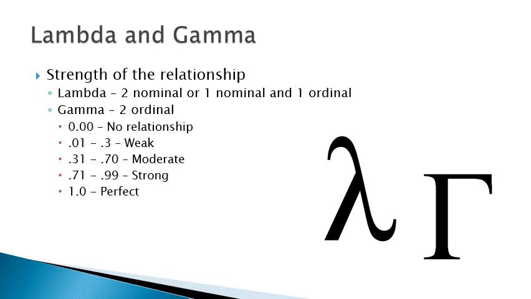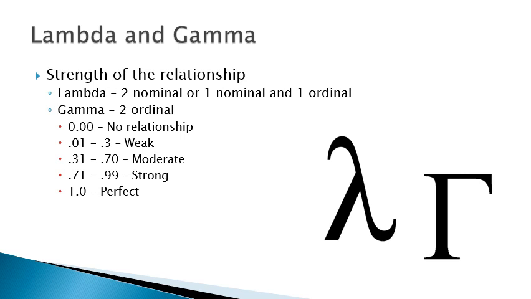After I run and I hit the lambda button or the gamma button, the answer is going to come out somewhere between 0 and 1. 0 meaning there is no relationship between those two variables, and 1 meaning there's a perfect relationship. For every time one occurs, the other one does or doesn't, depending. And then somewhere in between would be weak, moderate, or strong.